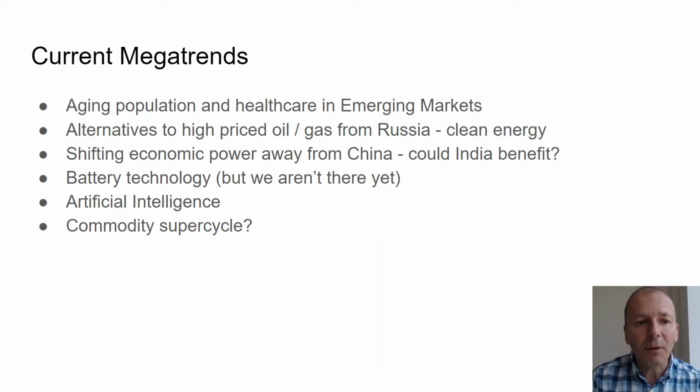So current megatrends: possibly aging population and healthcare provision in emerging markets, alternatives to high-priced oil and gas from Russia, which is clean energy, shifting economic power away from China, and there's a possibility that India could benefit here. I was just reading how some iPhone production might be shifting to India. Battery technology, particularly for cars, but I don't think we're really there yet. Artificial intelligence to really solve problems. Not quite sure who the winners are on that one. And there's a possibility of a commodity super cycle.